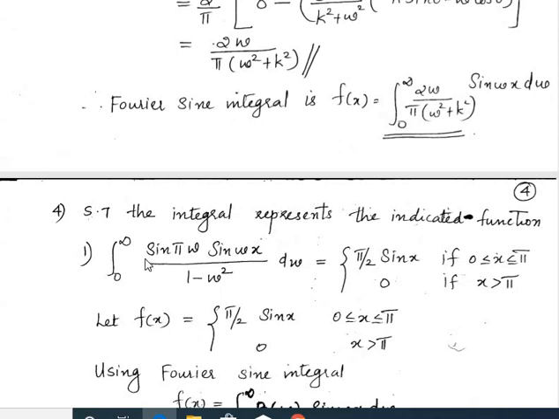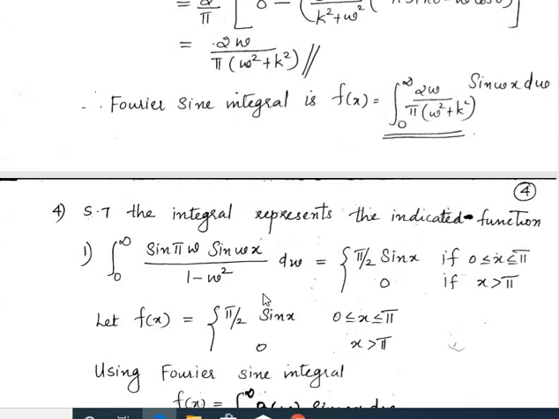Now we have a common question: show that the integral represents the indicated function. The question will be like this: show that integral 0 to infinity sin pi omega sin omega x by 1 minus omega square d omega is equal to pi by 2 sin x if 0 less than or equal to x less than or equal to pi, and 0 if x greater than pi.